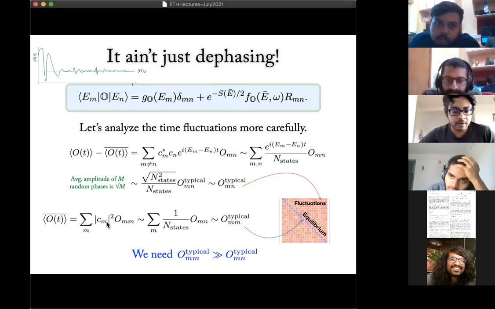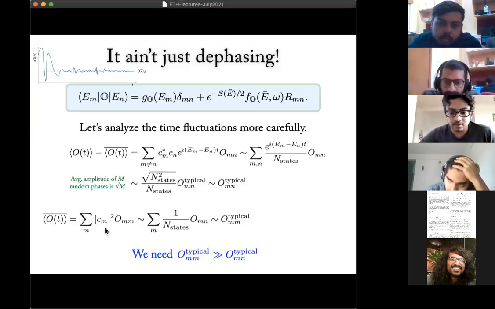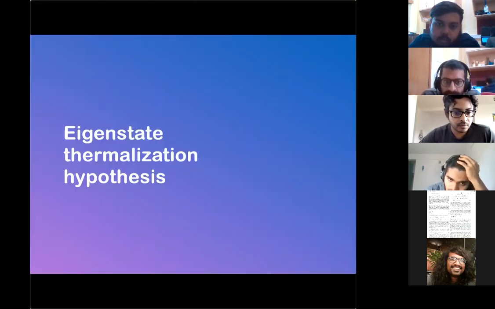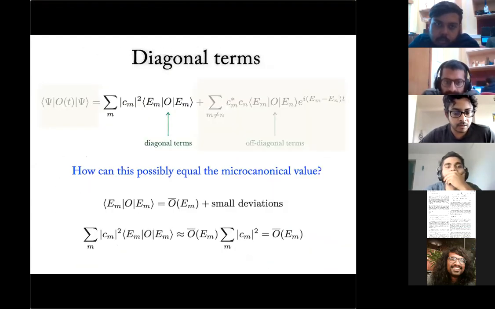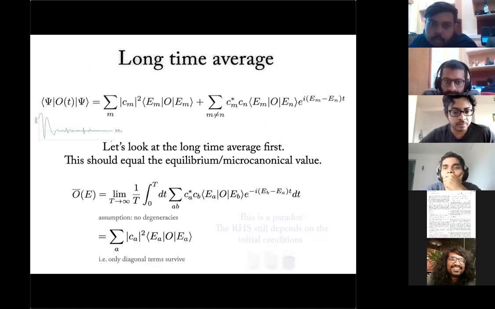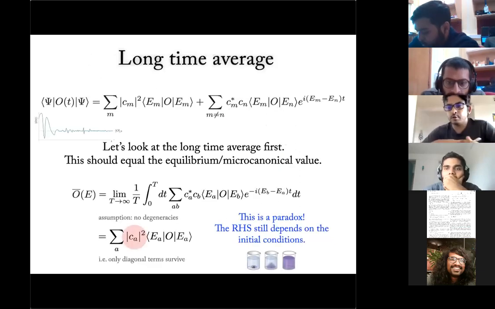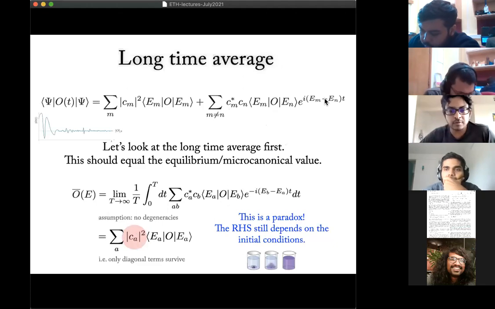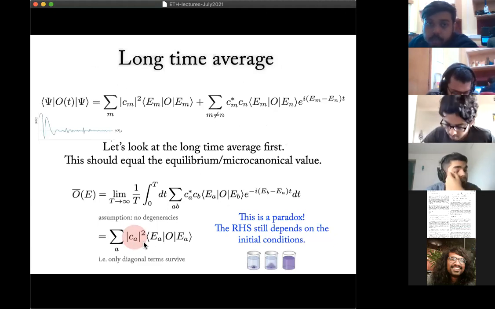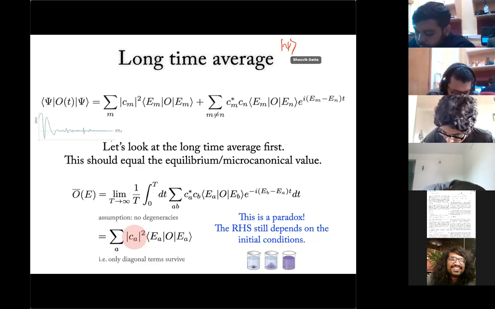Yes, so the paradox I think is solved in a sense that, it was here. If you look at the long time average, then the off diagonal elements are not going to contribute. And then only the diagonal elements are going to contribute, but they come weighted with these coefficients of the linear combination that appeared in your state. Note that your initial state psi was a superposition of energy eigenstates.